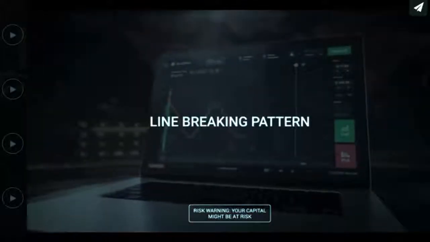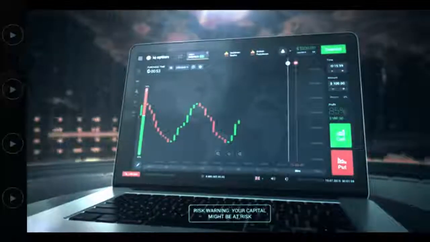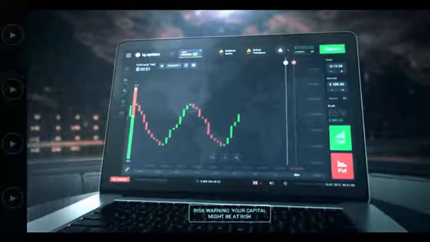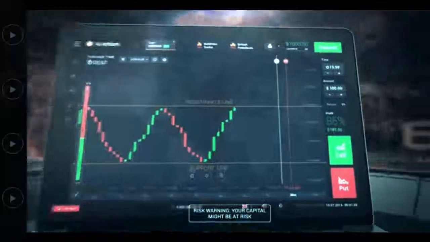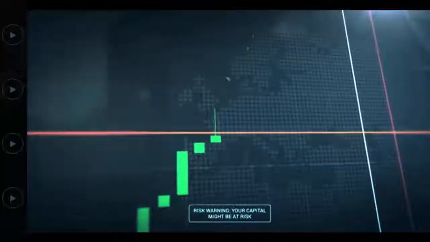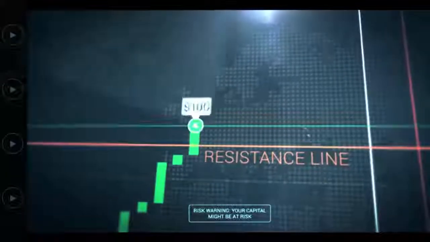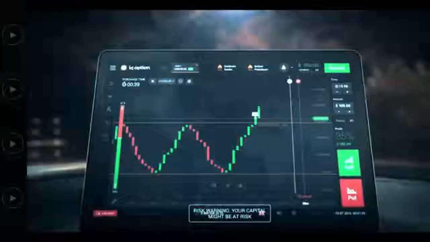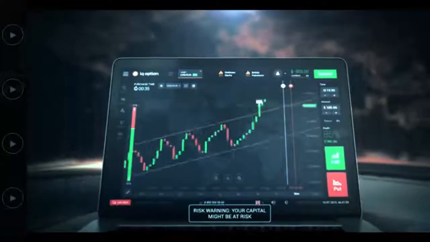Line breaking pattern. Line breaking is a graphical pattern which seeks to catch a moment when the price breaks support or resistance levels. When the candlestick closes above the resistance line, many traders believe the price will continue increasing and trade for a rise. Breaking the resistance line is just as relevant for a neutral trend as for an upward or downward trend.